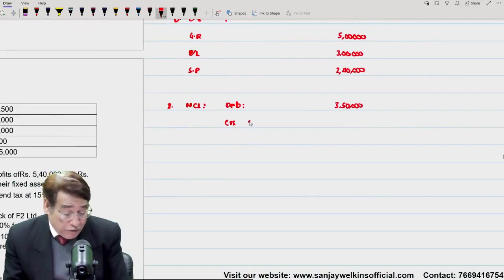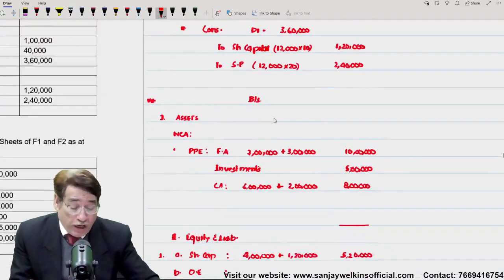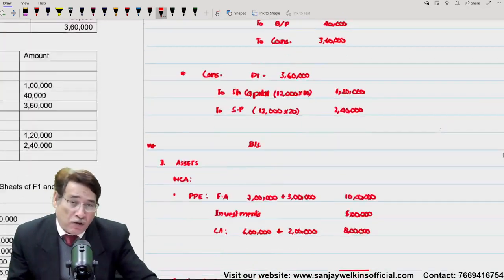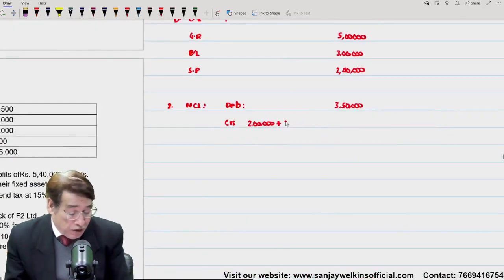But the problem is that we have also taken over the creditors of the acquiree entity. At what value we have taken, that can be reflected through this particular entity. At 1 lakh you have taken over the creditors. So you will simply write here 1 lakh. So your total will be equal to 3 lakh. Is it clear to you?